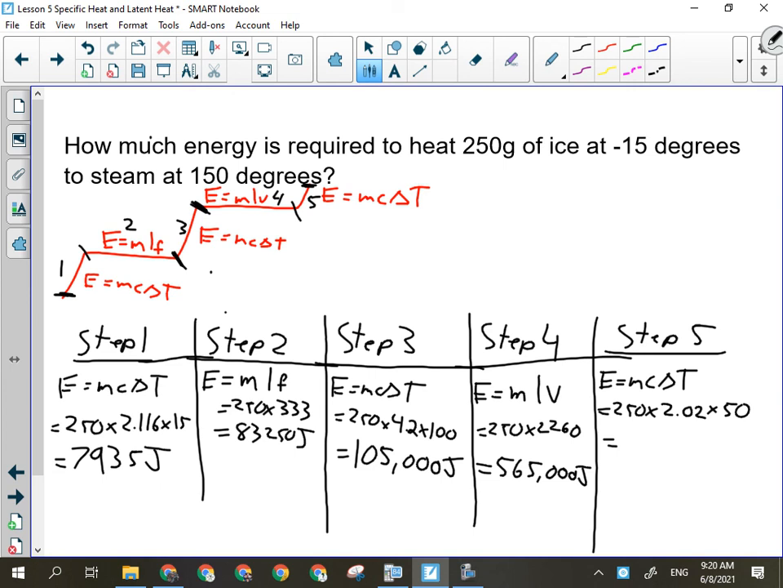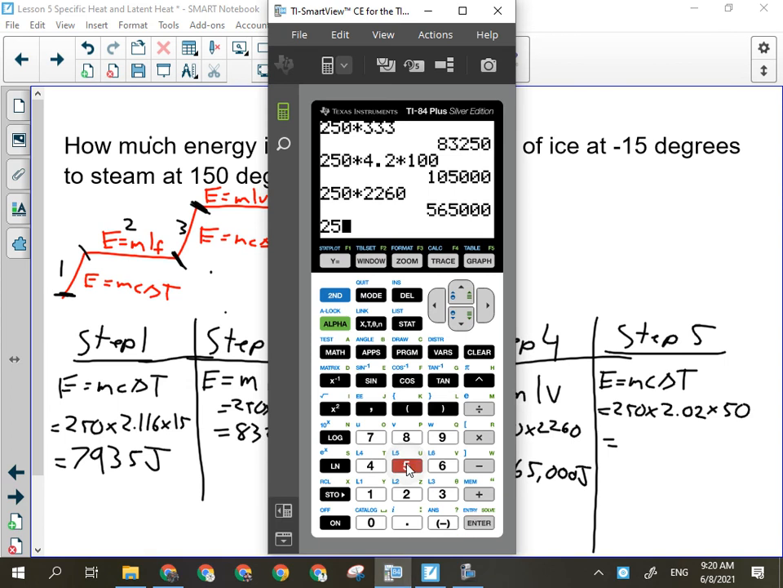And the last bit, how much energy is going to be required to heat the steam? So we've got our mass times the specific heat of steam times the 50 degrees we're going to change the temperature by. So 250 times 2.02 times 50 degrees. All right, 25,250.